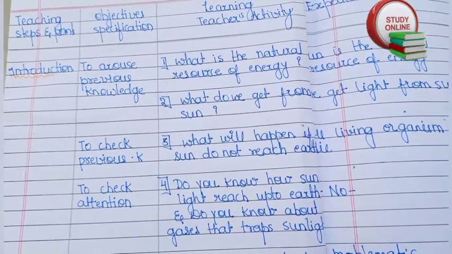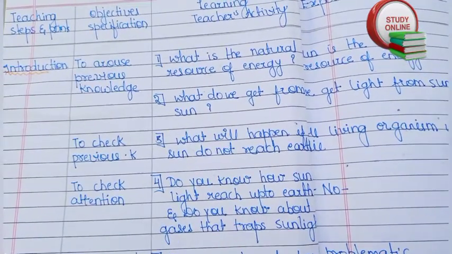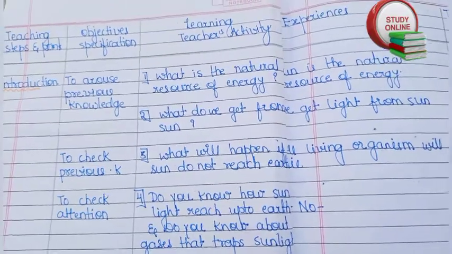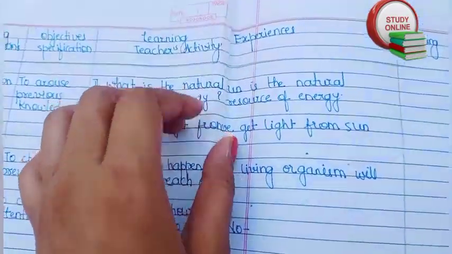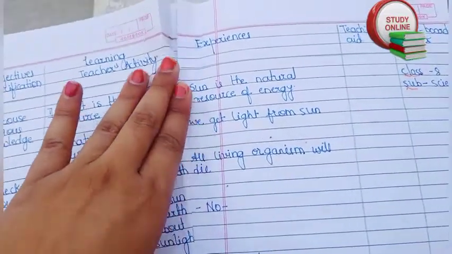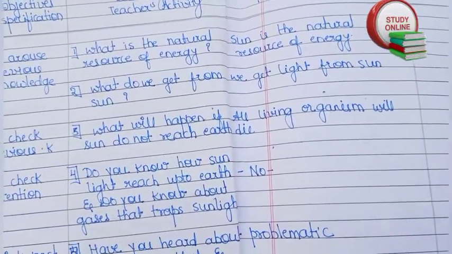Okay, now here is the introduction question. You can see 5 questions I have added. First is, what is the natural source of energy? The student will answer, the sun is the natural source of energy. What do we get from the sun? So we get light and we get energy from the sun.